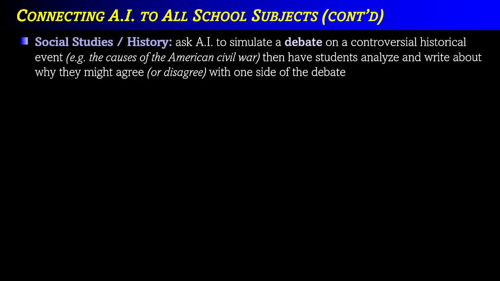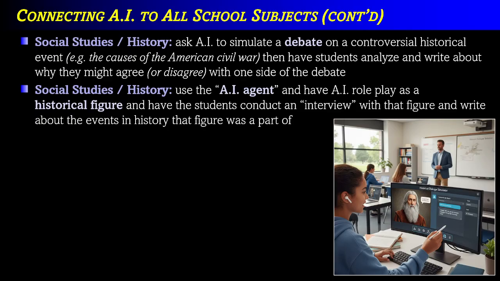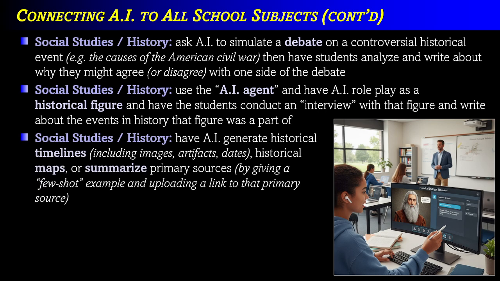In social studies and history, you could ask AI to simulate a debate on a controversial historical event, for example, the causes of the American Civil War, and then have students analyze and write about why they might agree or disagree with one side of the debate. You could have the AI agent scenario again and have AI role play as a historical figure. And the students could have an interview with that figure, write about the events in history as part of that, as a simulated interview process.